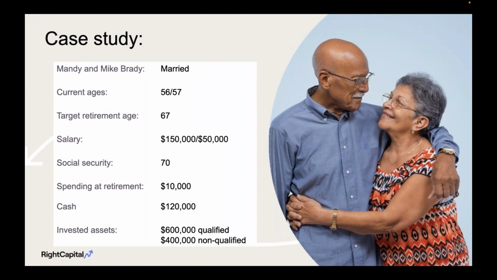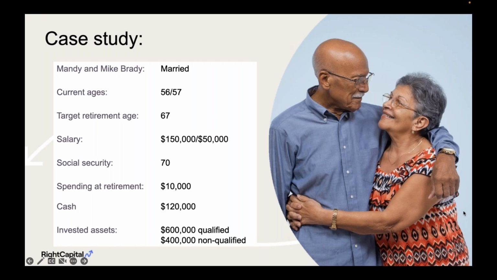Targeting retirement age of 67. We have a household income of around $200,000, planning to take Social Security at age 70. They're currently planning to spend $10,000 a month at retirement as their income need they're trying to fund. They have a fair amount of cash on hand. They have a fair amount of invested assets.